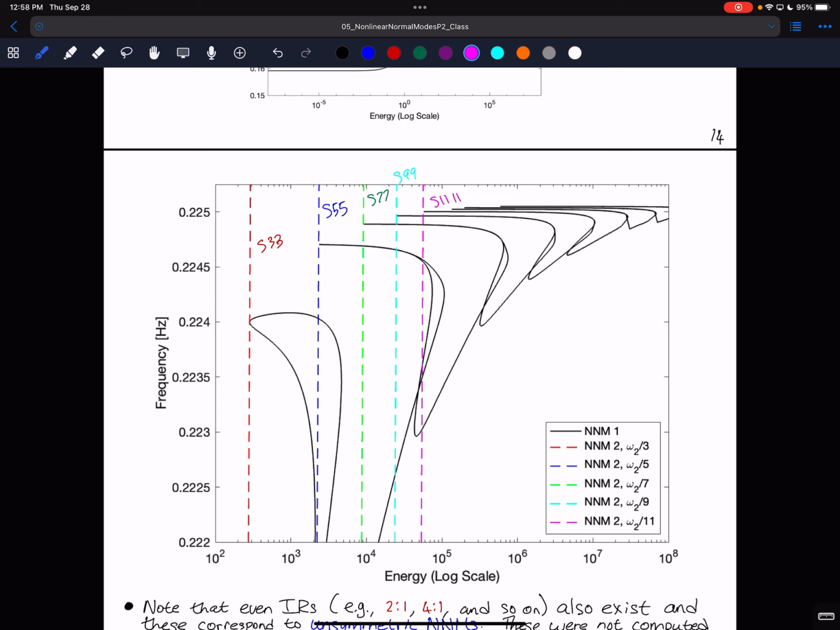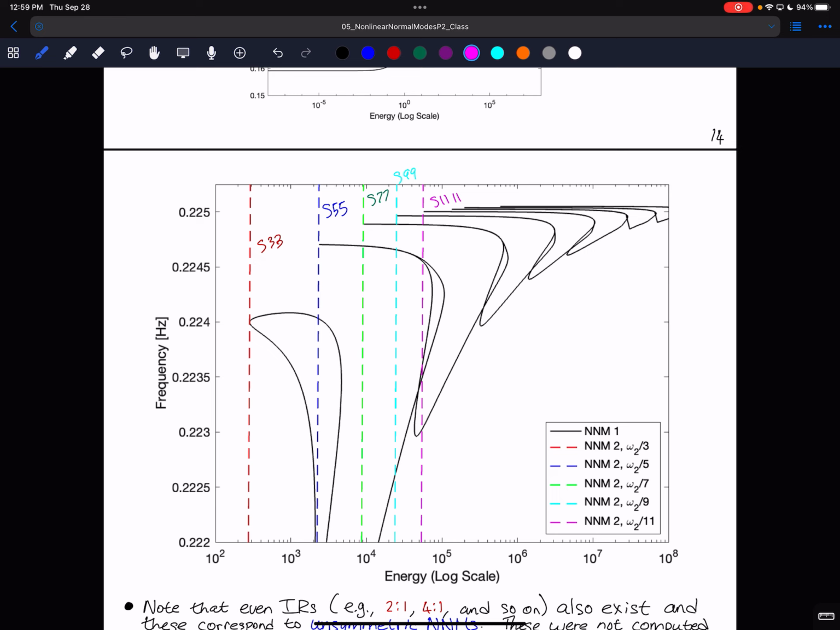All right, so the dashed red line is the frequency of the second NNM divided by 3. The blue dashed line is that omega 2 divided by 5. The green dashed line is divided by 7. Cyan dashed line is divided by 9. And then the magenta one is divided by 11. And there are many more there still that I did not even plot. And so really, when I say you can get an infinite number of these, you really do get an infinite number of these. It keeps going.